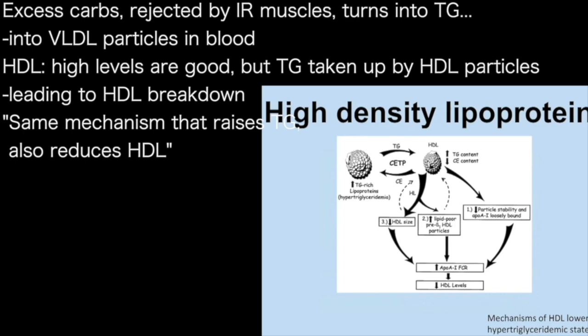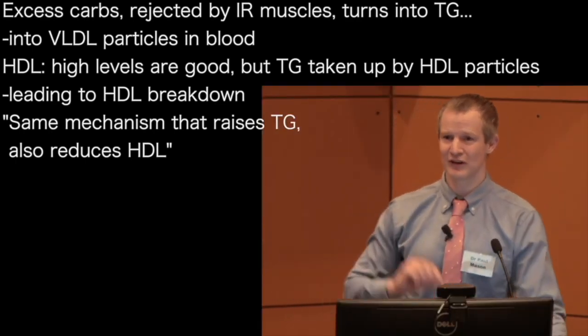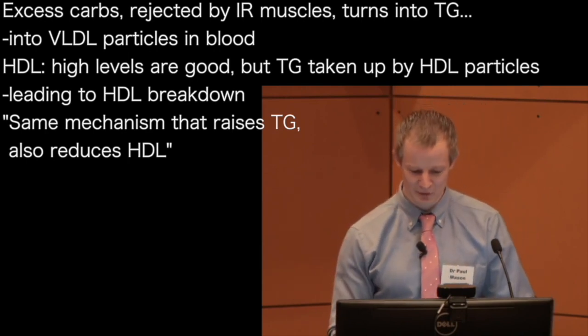And through various pathways, if the HDL molecules take up too much triglyceride, it ends up leading to their breakdown, their catabolism, hence a reduction in HDL. So the same mechanism that causes an increase in triglycerides also eventually leads to a reduction in your HDL level.